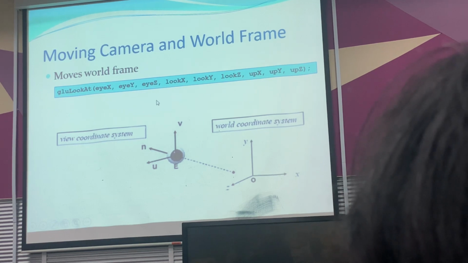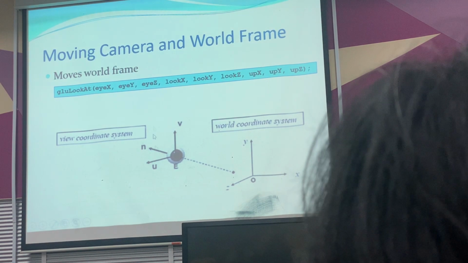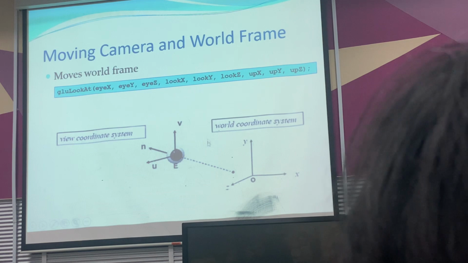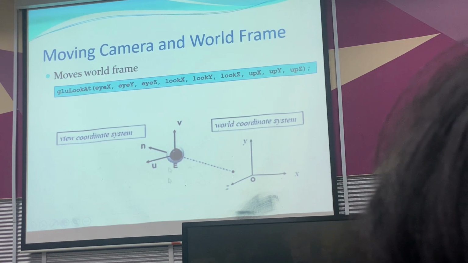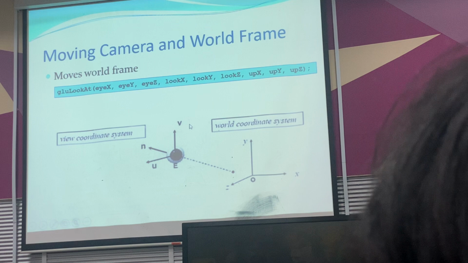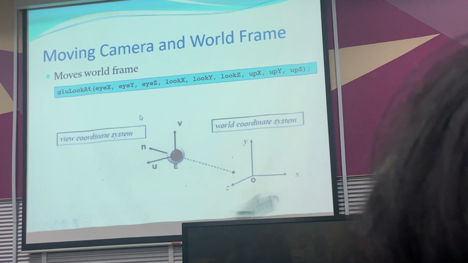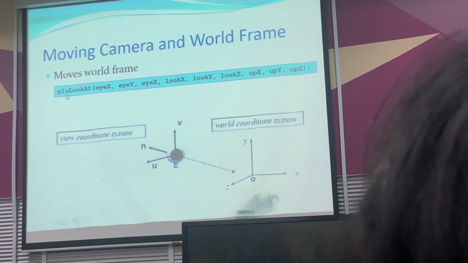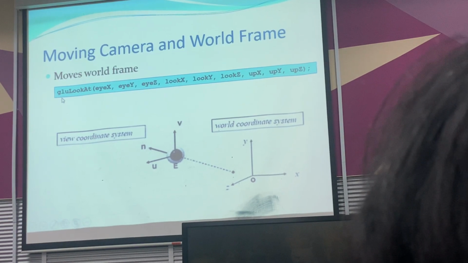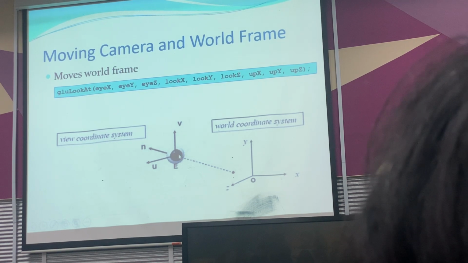This is your eye coordinates. We don't use X, Y, Z here. So you have your U, V and N, the three axes, the three vectors to represent your eye coordinates. To move the eye coordinate, which is your view coordinate system, this is the OpenGL command we call gluLookAt, to move the eye.